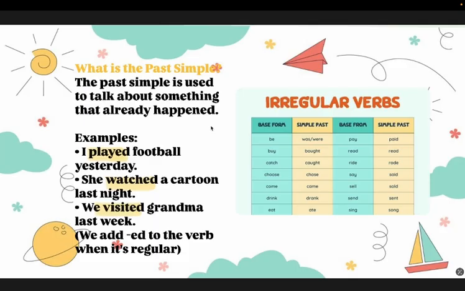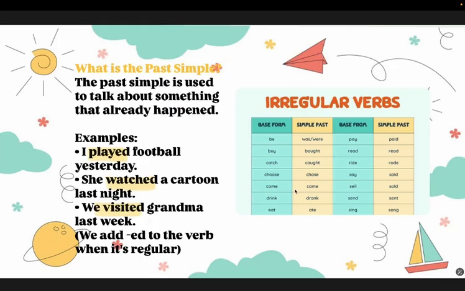So, what is past simple? We use past simple when we want to talk about things that already happened, like yesterday, last week, or a long time ago in the past. For example, I can say, I played football yesterday, or she watched a cartoon last night, or we visited grandma last week. These verbs, like played or watched or visited, we call them regular verbs. So we add d or ed or ied to the regular verbs.